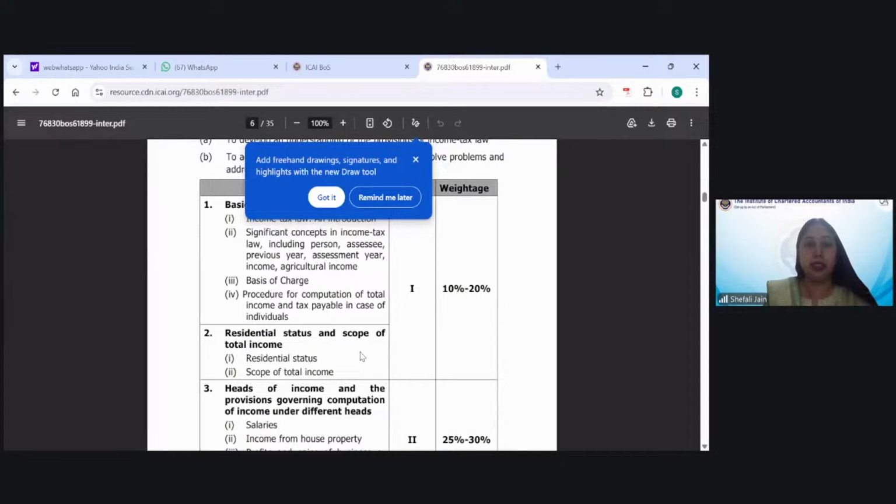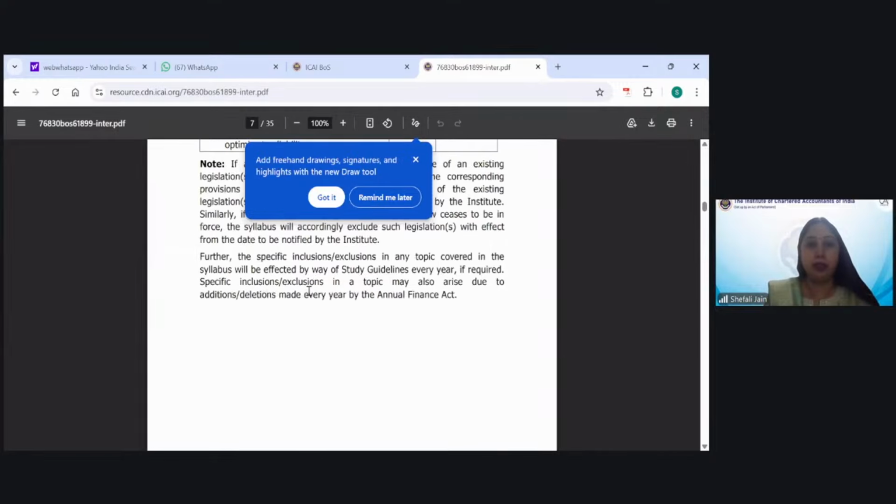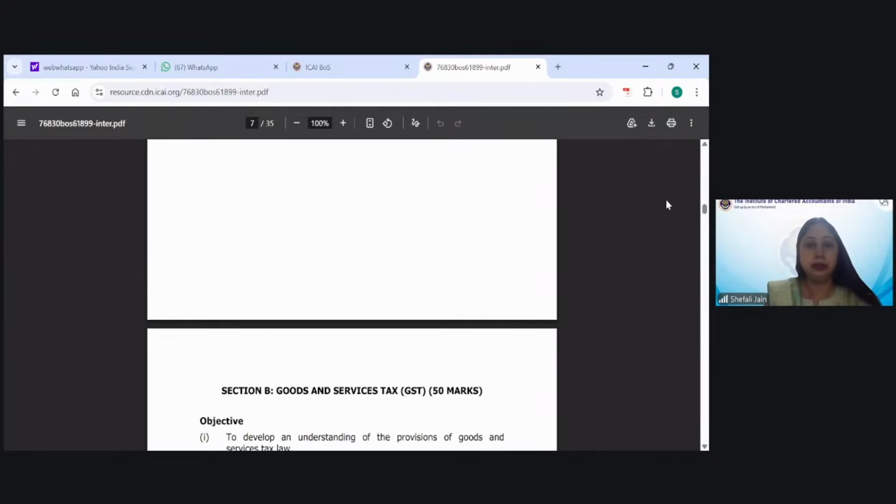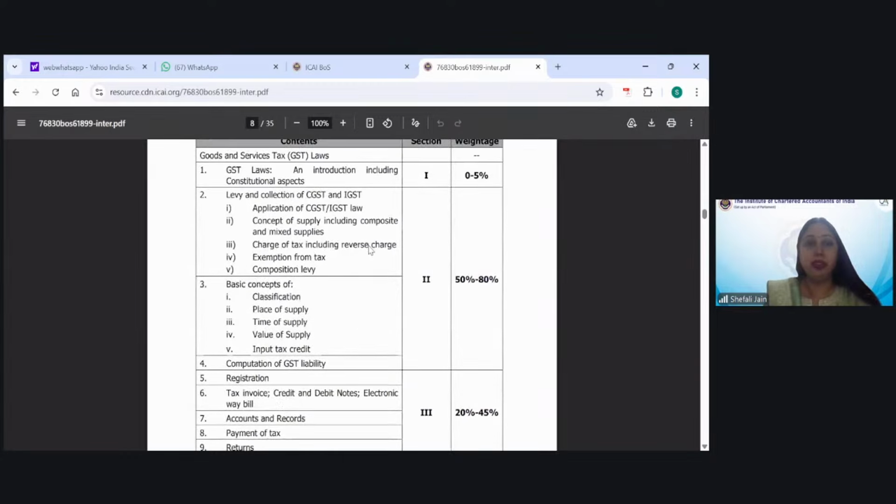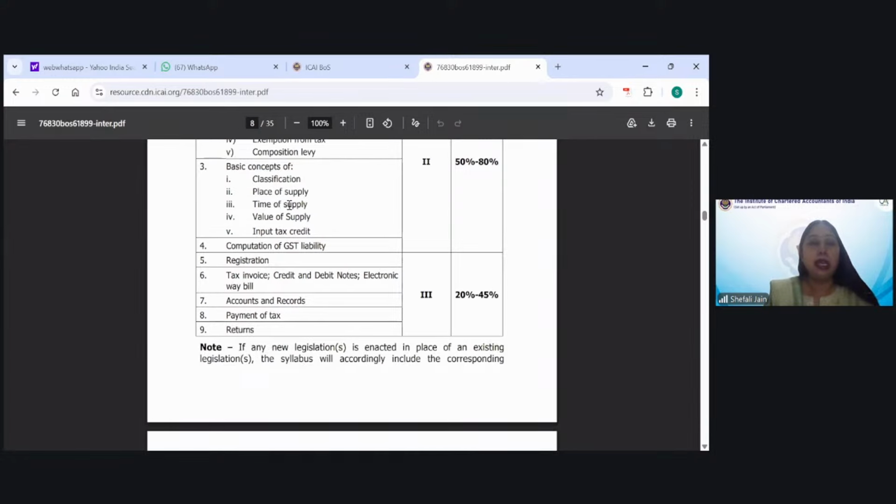So here you can see that for paper 3B, in fact, it's not section 1, it's section 2. But this is the section which comprises 50 to 80% of your entire paper. So at least half of your paper will be from this section, and generally it is 60 to 65% weightage this section has in the examination question paper. So this is the most important section. You can see application of GST, CGST, IGST law, then supply, composite and mixed supplies, charge of tax, exemption, composition levy, then classification, place, time, value of supply, and input tax credit.